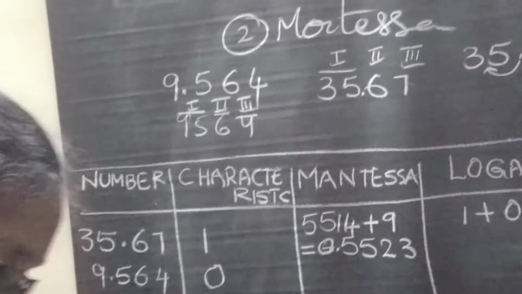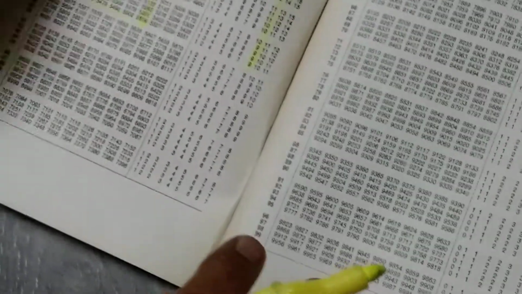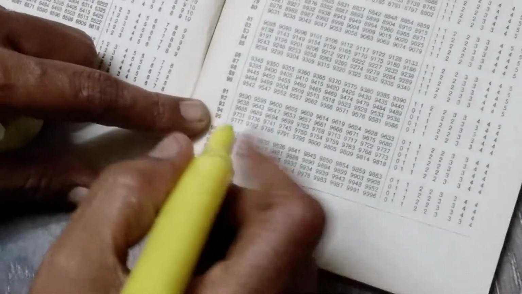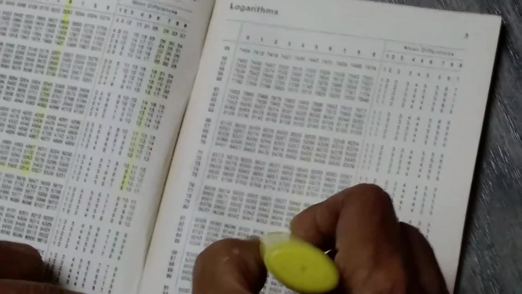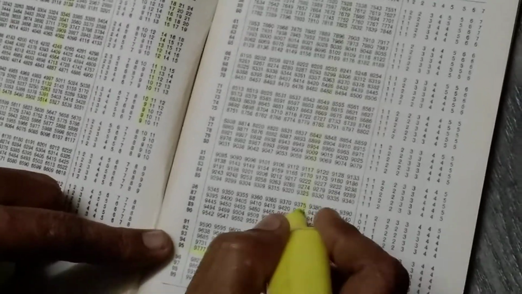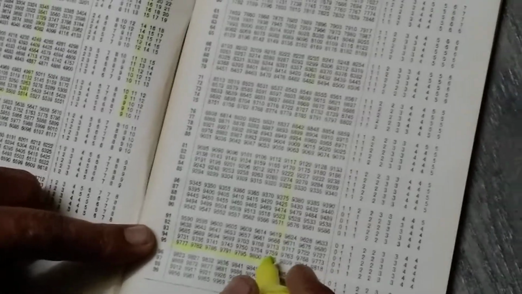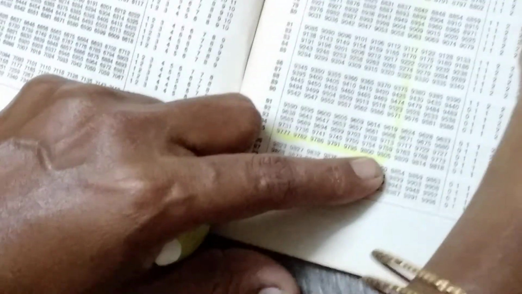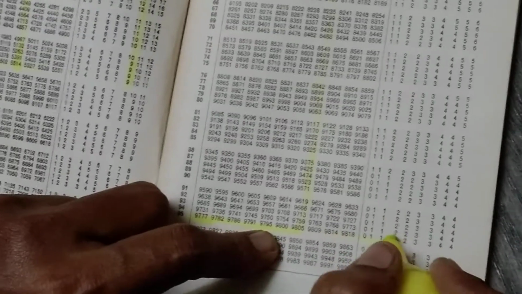Now see here in the logarithmic book. The first part is 95, so here 95 is here. And next the second part is 6, so this one, 6. And the mean difference is 4. What is the mean difference value here? 2. So here the mean difference is 2.